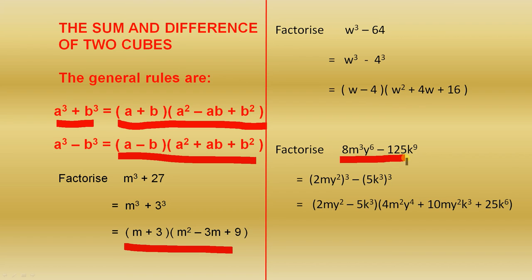How can we express that expression there as something cubed minus something cubed? Well, here we are. The a part is 2my squared. Of course, when you cube that, 2my squared all cubed gives you that term. 5k cubed all cubed gives you that term. So if you let that part be A and that part be B, all you do is substitute in. You just substitute into that formula there and you end up with this answer. And that is the factorisation. So that expression now has been factorised. And there's the answer there.